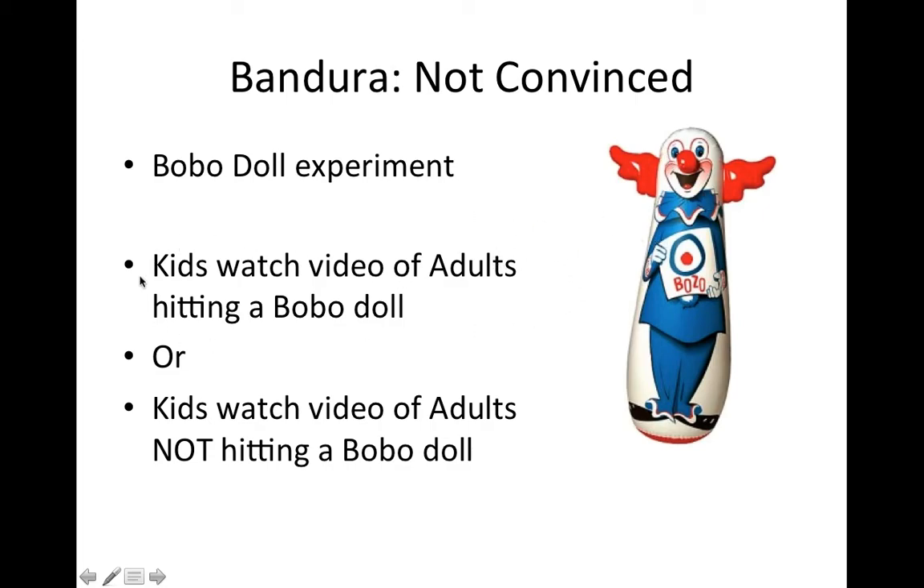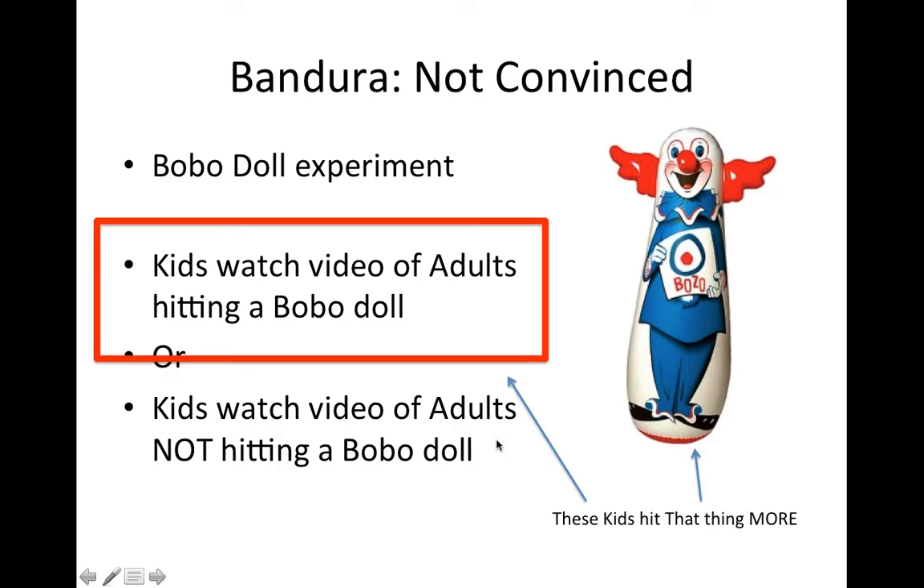And kids watch videos of adults hitting a Bobo doll, or they watch videos of adults not hitting a Bobo doll. And of course, the kids that watch the video of adults hitting a Bobo doll, if they're given a Bobo doll later, hit the thing a lot more than the kids that watch videos of adults not hitting a Bobo doll.